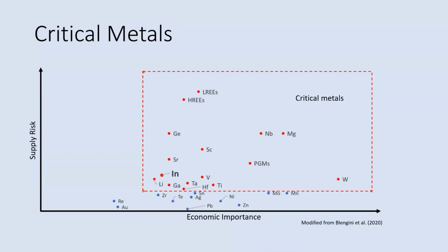This is a graph of supply risk versus economic importance, and everything inside this red square is considered critical. Critical metals are used in basic to technological industry, and there is a high supply risk that is mostly associated with their geological deposition.